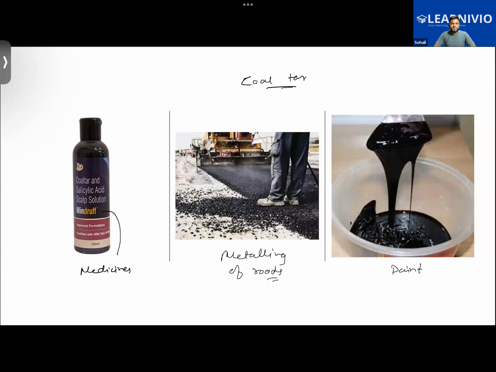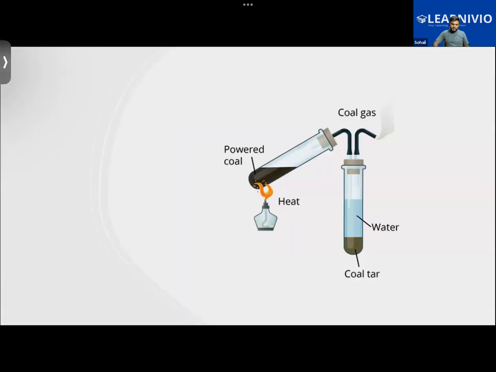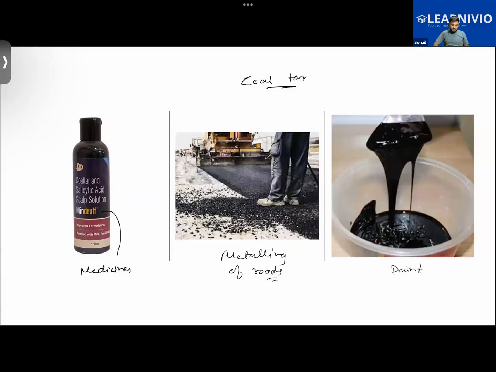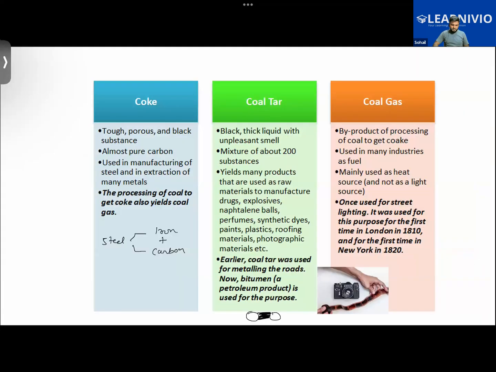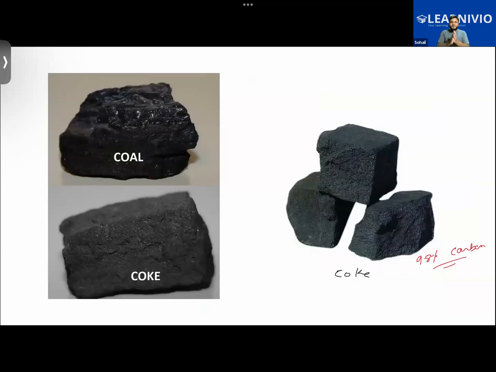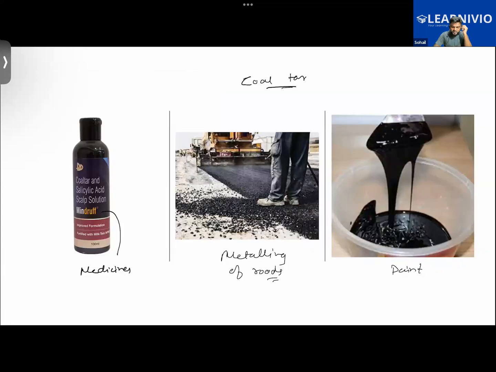Then we did also learn about coal gas. So mention the use of coal gas, Aisha. Aisha, I guess I'm audible to you. It's used for lighting. It's used for heating. That's all the uses of coal gas we have right now. Earlier, it was used for street lighting, but nowadays it is used as an industrial fuel to generate heat.